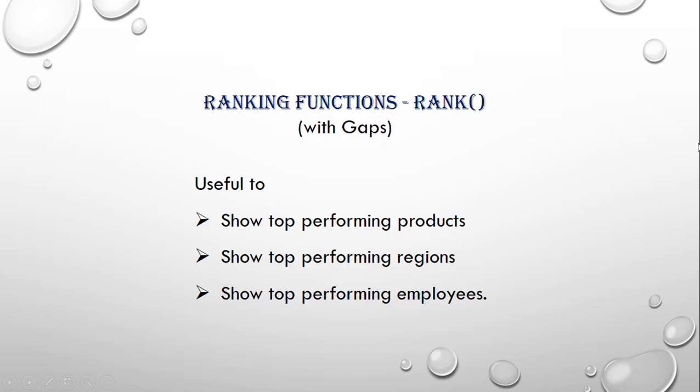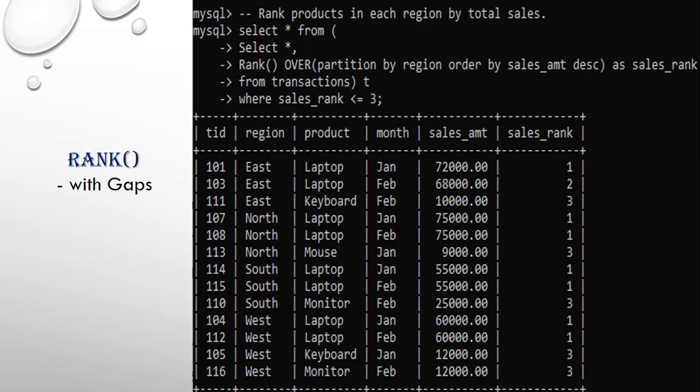In the same way, there is a rank function. Rank function assigns a value to the record, but it ranks according to the metric we are giving or the performance. So it is useful to show top performing products, regions or top performing employees. Here we have used the same transaction table and the rank function, and we can see that ranks are given individually to each region. But here we can observe that when two sales amounts are the same, the same rank is given, but the next rank is skipped. So we are getting gaps in the rank.